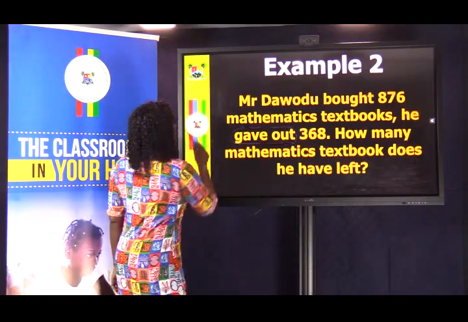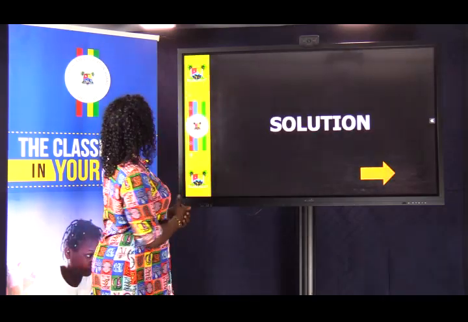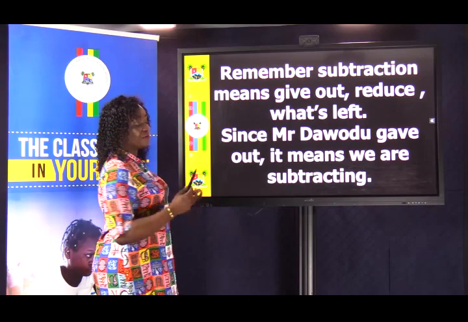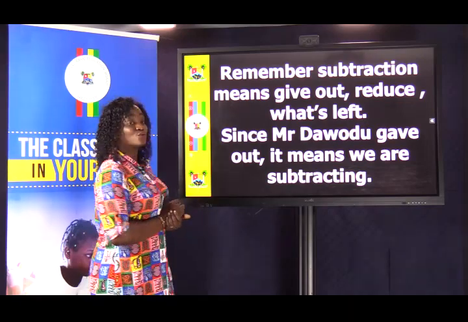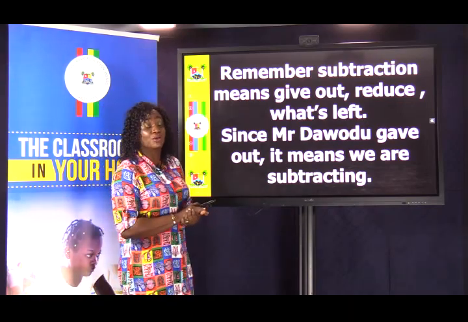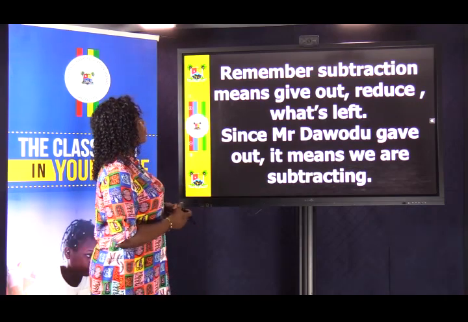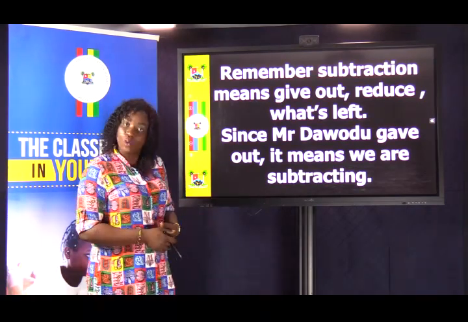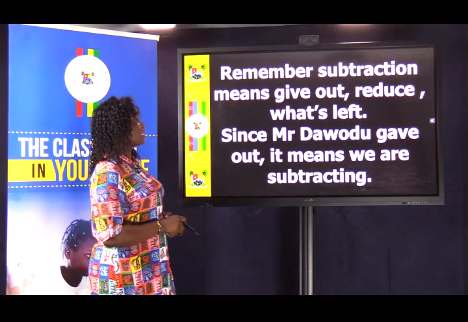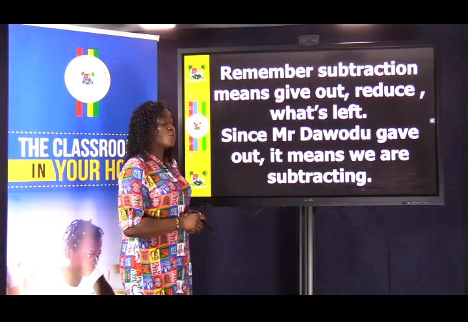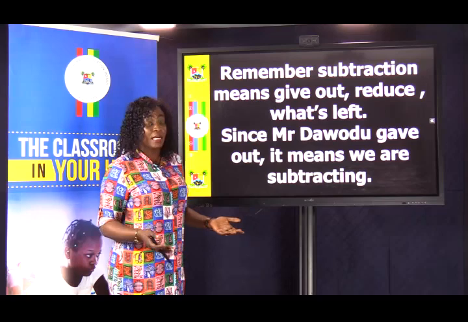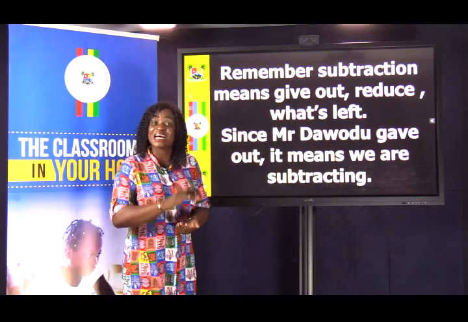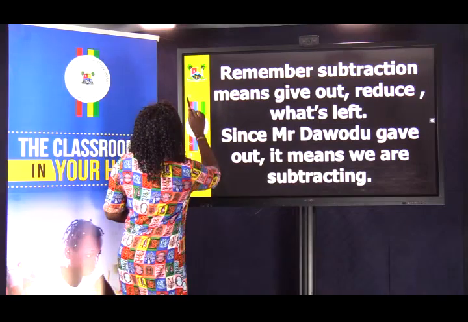I think that one is very simple. Yes. The first step is to read. We have read, we have interpreted. Now we want to determine if it is a subtraction or an addition question. Remember, subtraction means give out, reduce. What's left? Yes. Since Mr. Dawudu gave out, it means we are subtracting. Yes, he gave out. So the number he initially had has reduced.